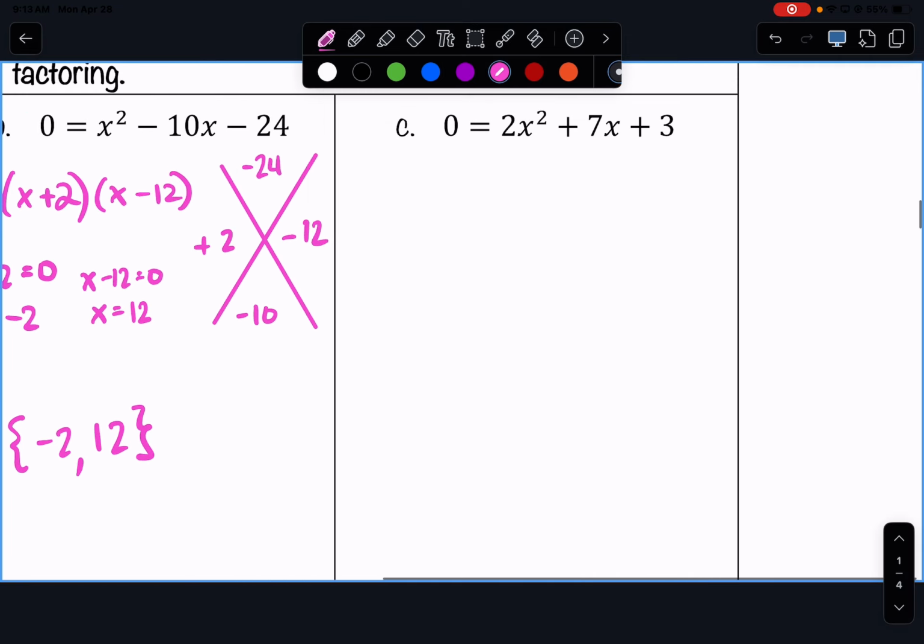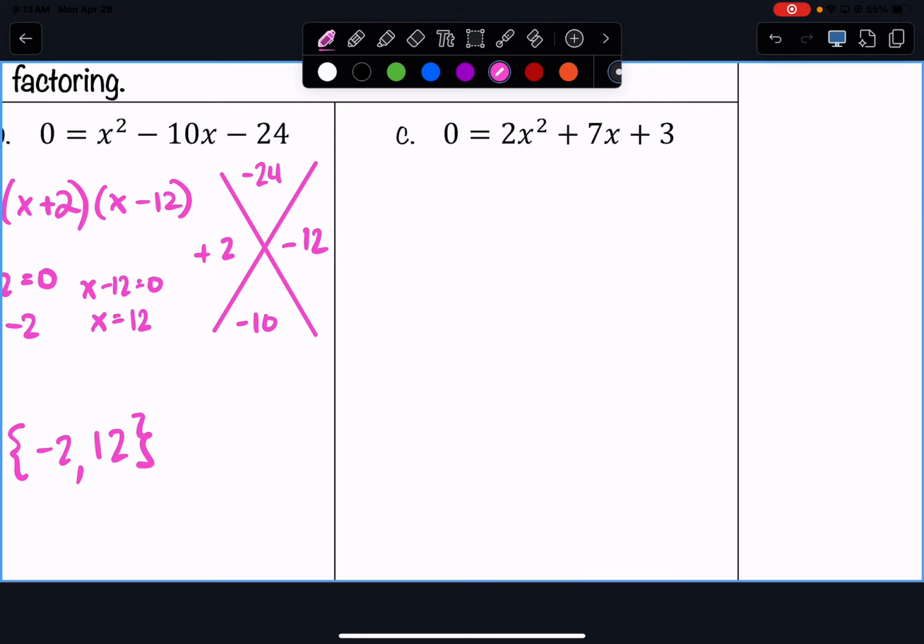All right, now we're going to do C together. Y'all are just going to have to ignore me saying number C and number B because I'm going to do that the entire time. All right, so for 1C, what is A times C? What is B? What multiplies to give us 6 but adds to give us 7? 6 and 1.